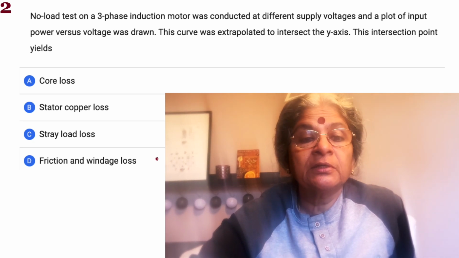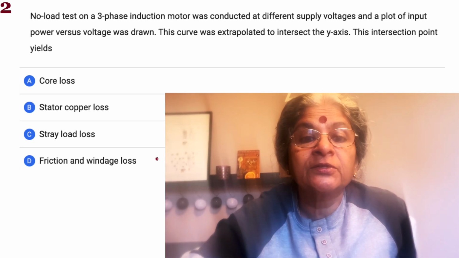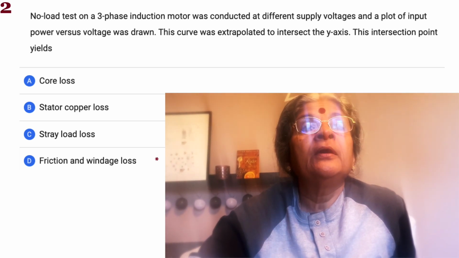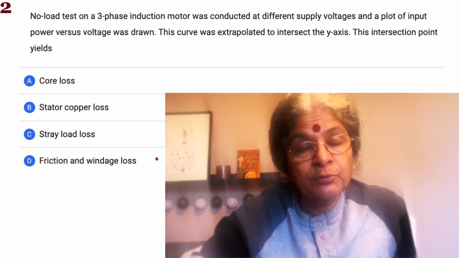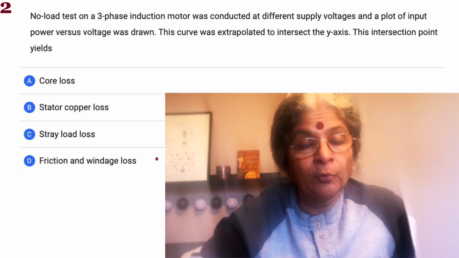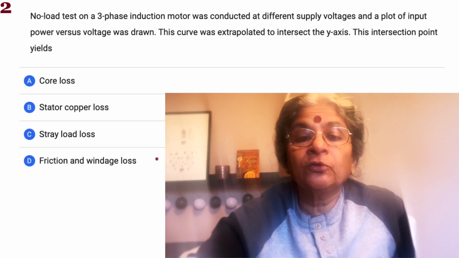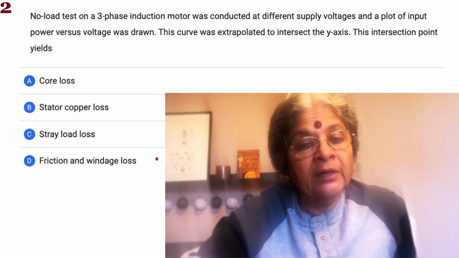If this curve is extrapolated to intersect the y-axis, the intercept will yield the constant power that has to be supplied to the motor such that the friction and windage losses can be met. So the intersection point yields the friction and windage loss.